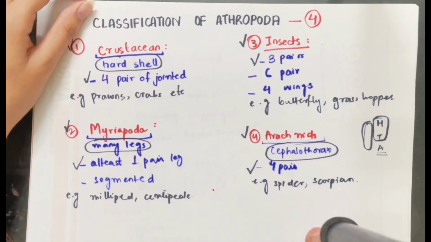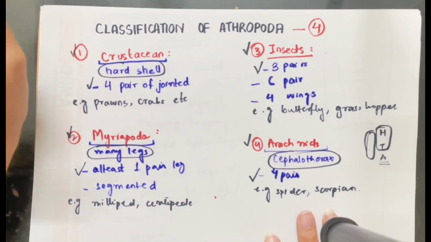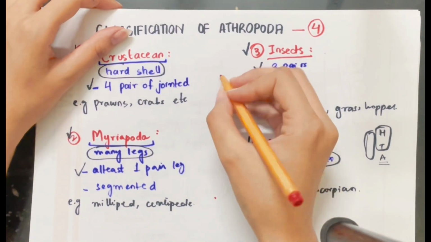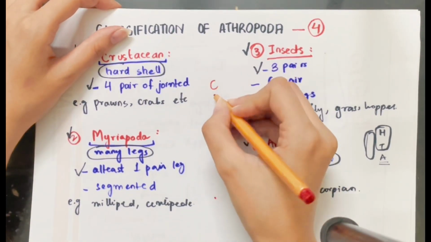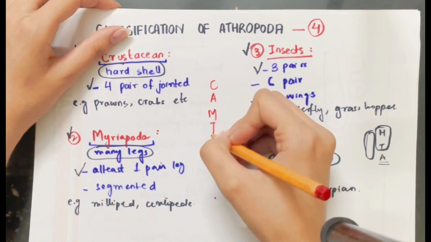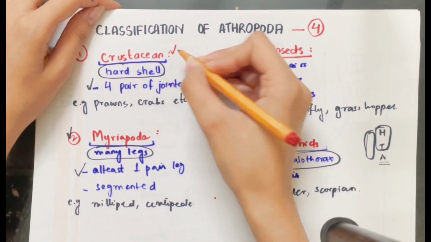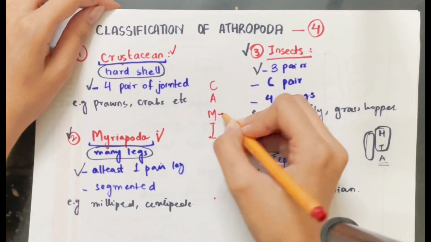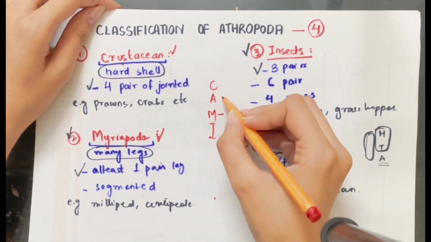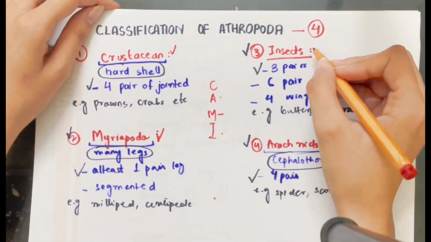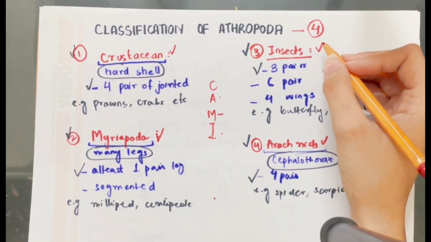Now let's talk about the classification of arthropods. Arthropods have 4 classes, and we can learn them by the term CAM-I. From C we have crustaceans, from A we have arachnids, from M we have myriapoda, and from I we have insects. So this is the classification of arthropods.